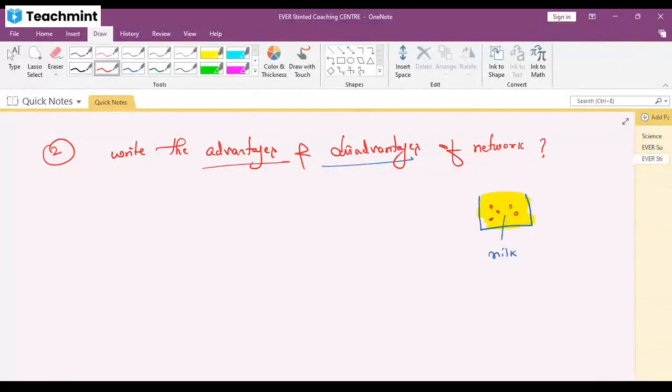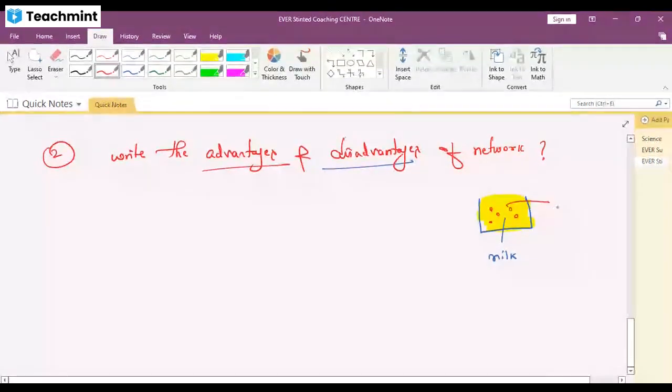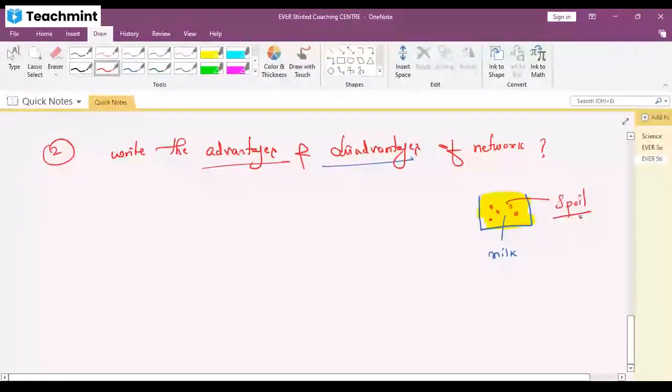Then what happens? Quick. Milk will get spoiled, sir. Yeah, to tell that, so much you are thinking, oh my god. What happens if any impurity is mixed with the milk? It will spoil the milk, sir. The milk will get spoiled, right?